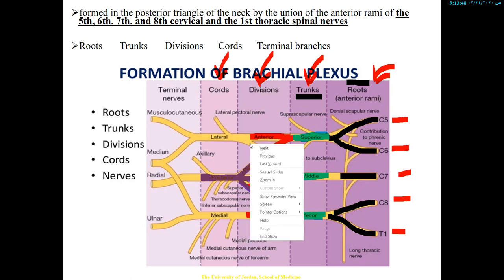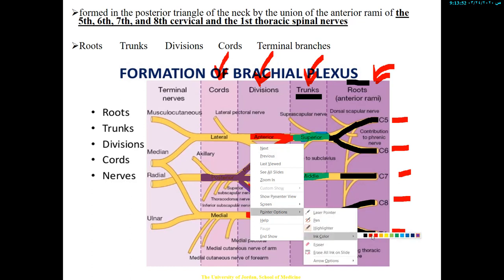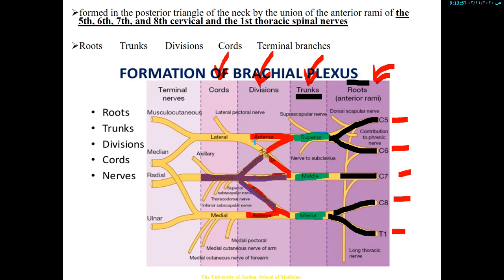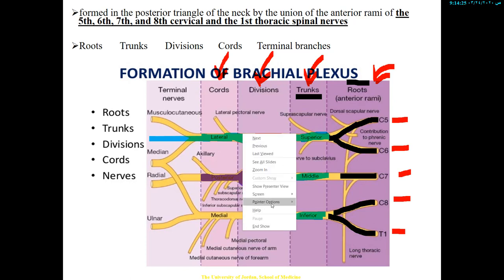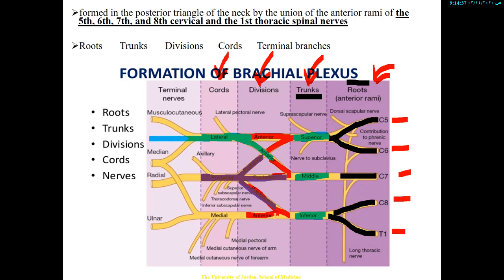Now, here we shall also speak about it. The anterior division of the upper trunk plus the anterior division of the middle trunk, they unite and they form the lateral cord. However, the anterior division of the lower trunk just simply carries on as the medial cord.